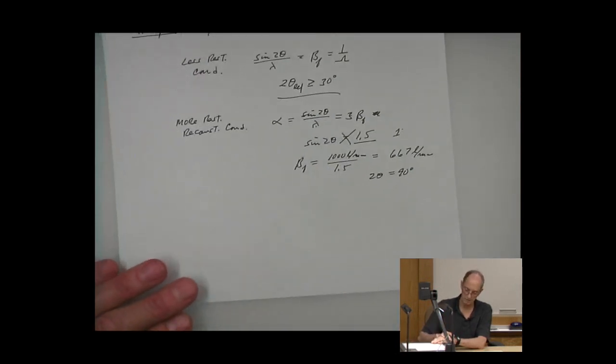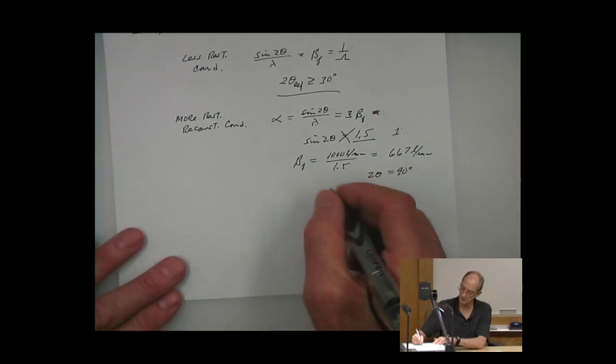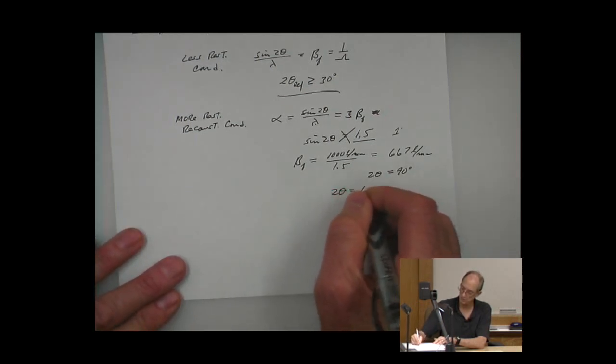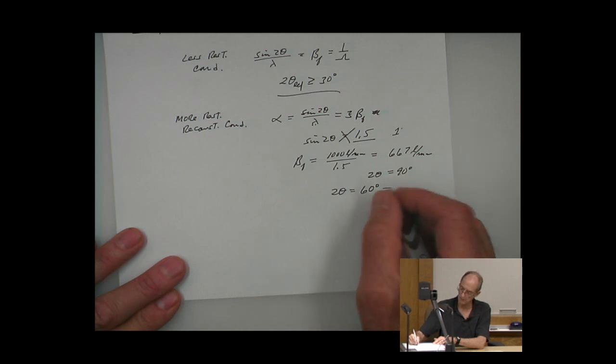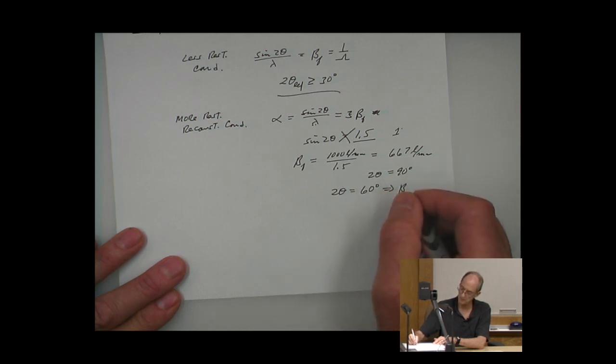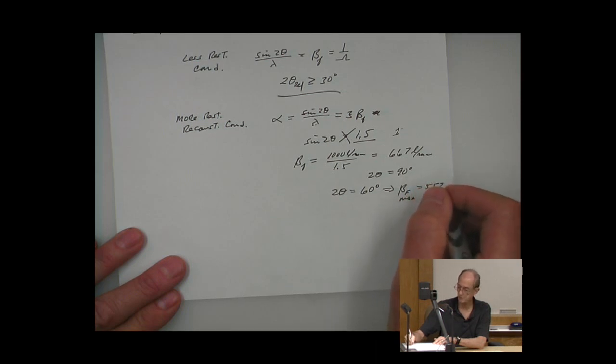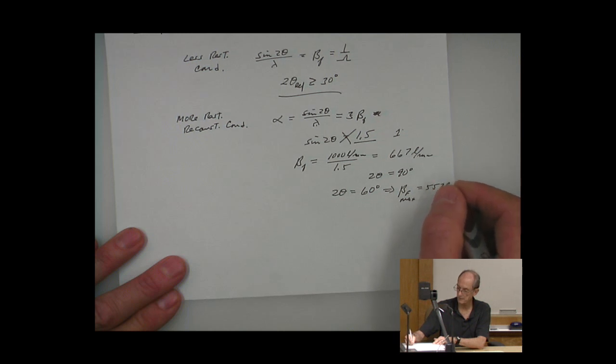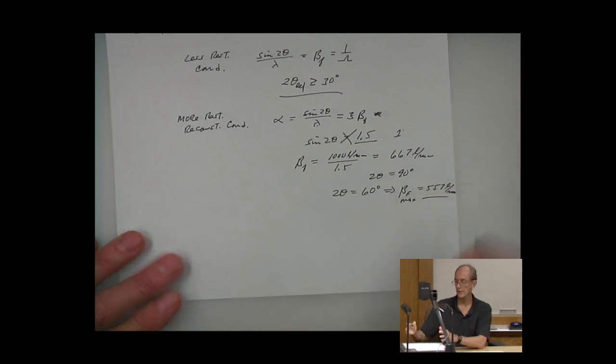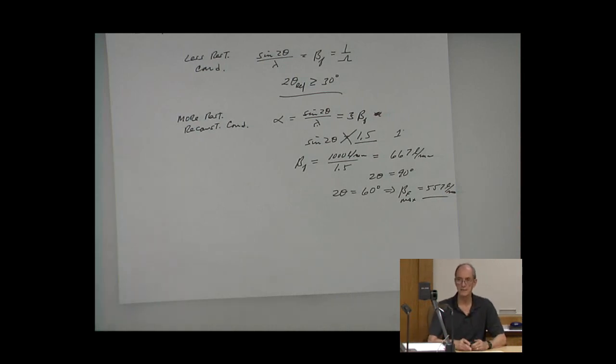Okay, so let's say we can only do 60 degrees. So if we have 2 theta equal to 60 degrees, then the max b sub f that we can record, it's about 557, somewhere in that range. So it falls off pretty gently there. So again, doing this frequency analysis, you can get a totally different perspective on this.